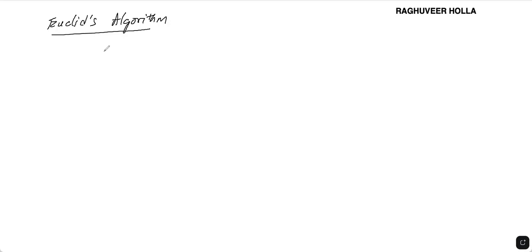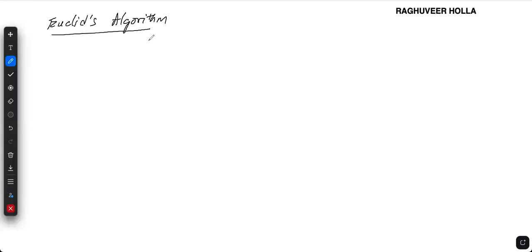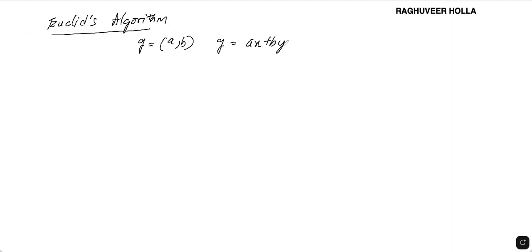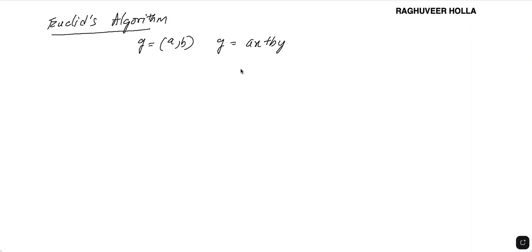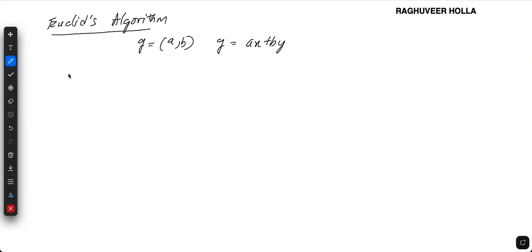Let us look at Euclid's algorithm. In general, what we have is G equals GCD of A comma B, which is equal to G = AX + BY. You can solve the problem to find the GCD, right?